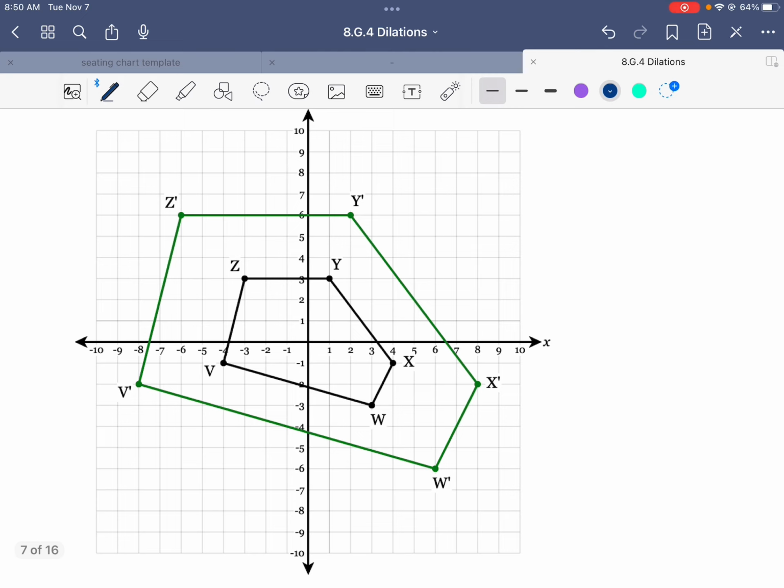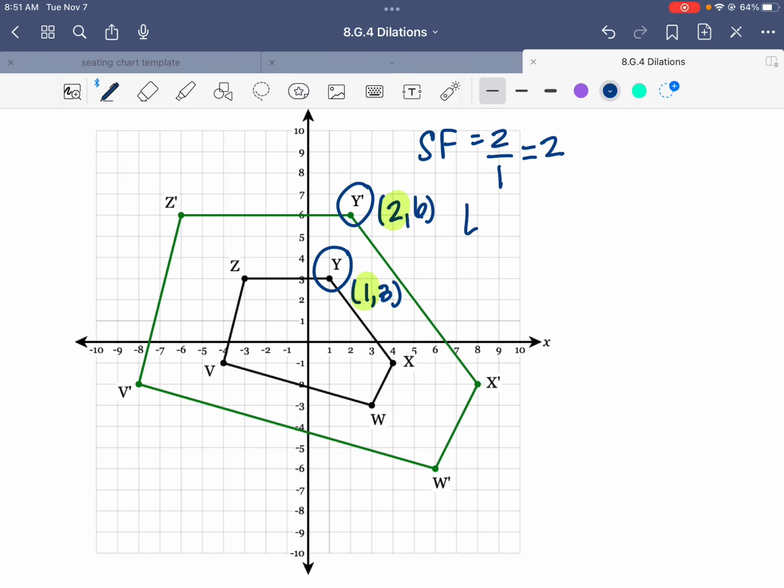Number 5, we're going to choose 2 points, Y prime and Y. Y prime is located at 2, 6. Y is located at 1, 3. So I'm going to use the x coordinates for this one. Our scale factor is going to be our image coordinate divided by our pre-image coordinate, or 2. This is an enlargement. And we can check to make sure it is an enlargement because from the pre-image to the image, we had to make the figure larger.